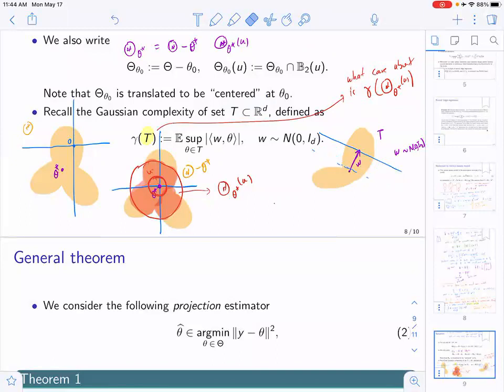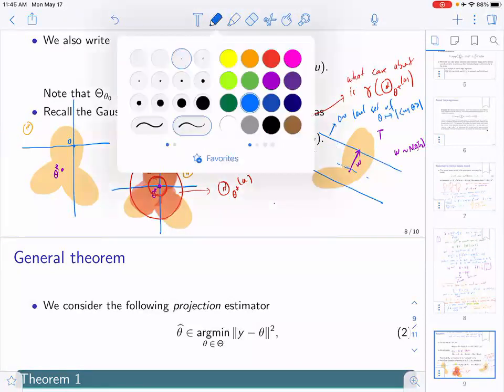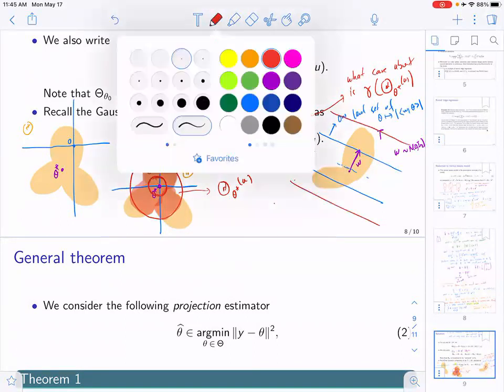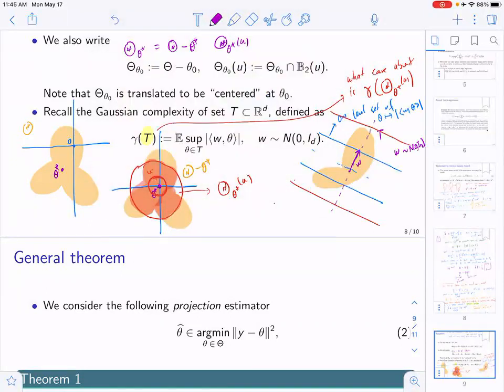So the level sets of the linear function would be that. This is going to be one level set of theta maps to absolute value W theta. It's going to be symmetrically on both sides of the origin. Another level set would be this, another level set, so symmetrically. They're going to be perpendicular to this direction.